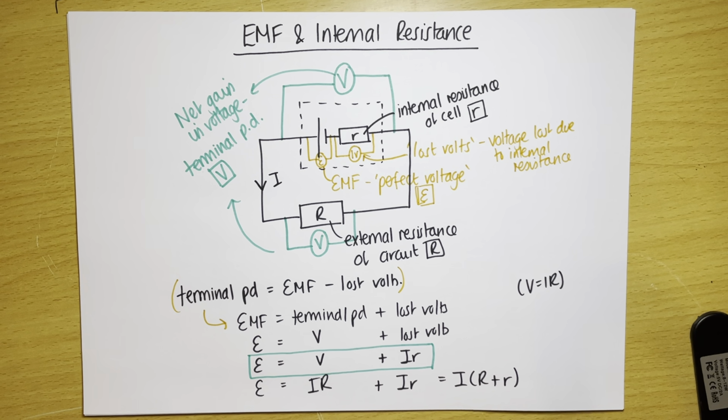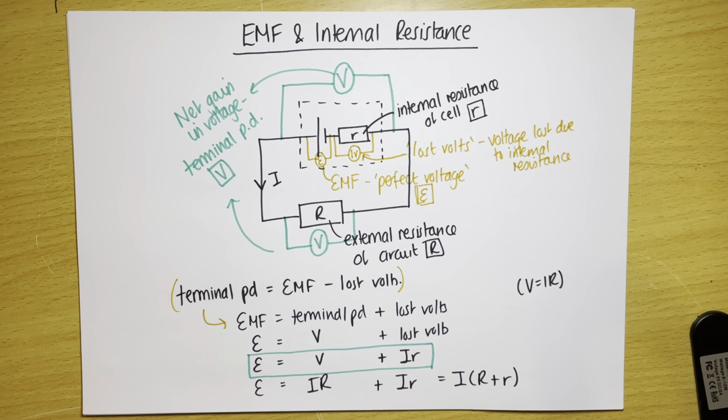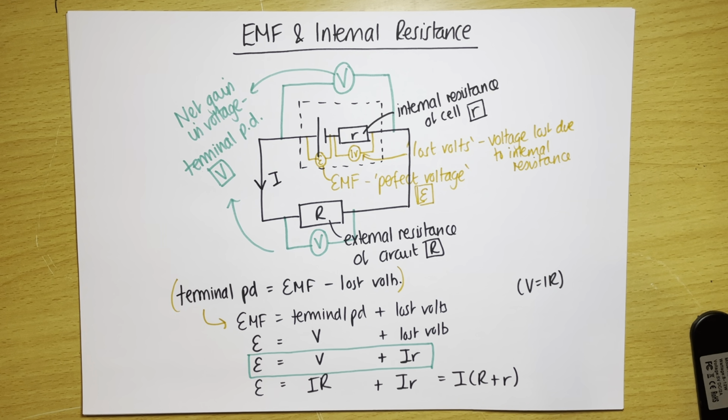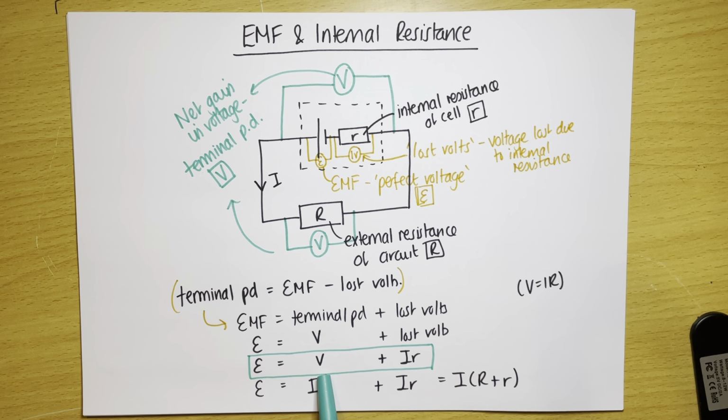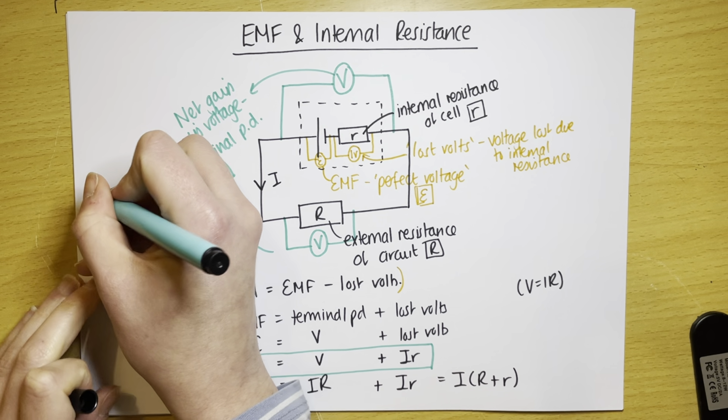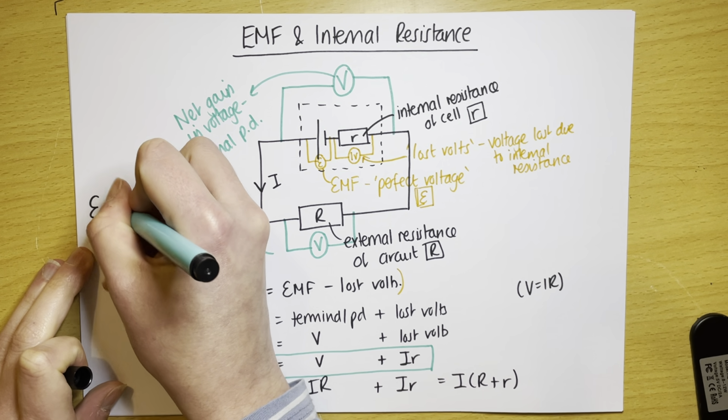This is probably the most common one to use for theory: E equals V plus Ir. If you're doing the core practical and things like that, this is what will come up, and we'll look at that in a moment. Have a think about what happens to terminal PD as I increase current. So we've got E equals V plus Ir.